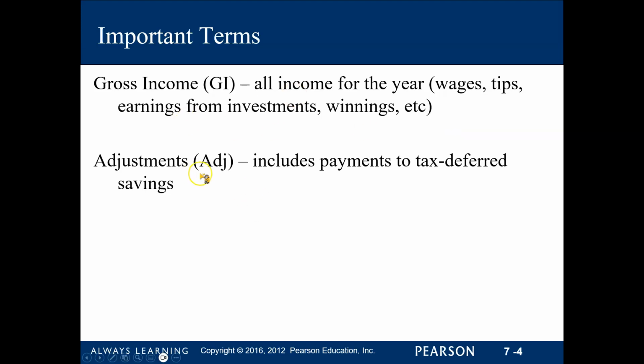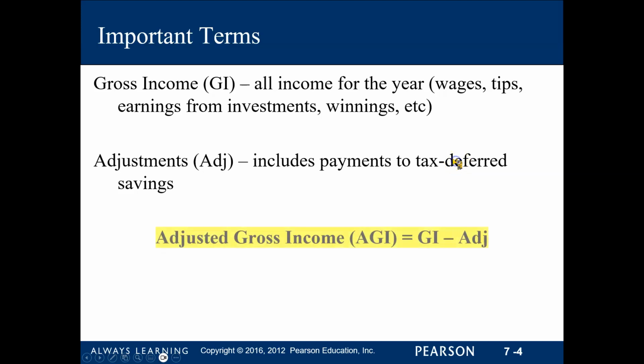Now, adjustments, which we will represent as ADJ, are payments to tax-deferred savings. So anything that you see with the word tax-deferred is your keyword to know that that particular amount is an adjustment. And from here, we will be able to find the AGI, or the adjusted gross income. All we need to do is simply subtract the adjustments from the gross income. Whenever we have a tax problem, we always start with the gross income, and then we find the adjustment. Once we have those two values, we subtract them to get the AGI.